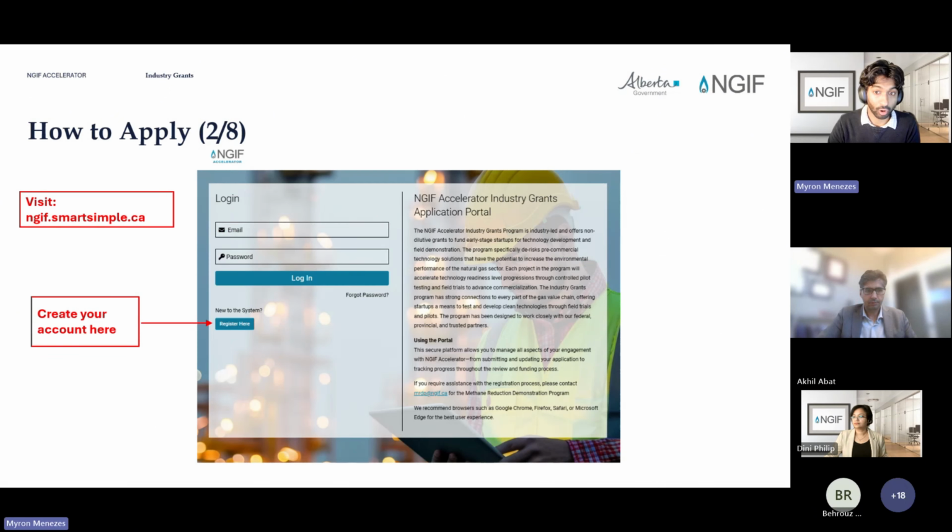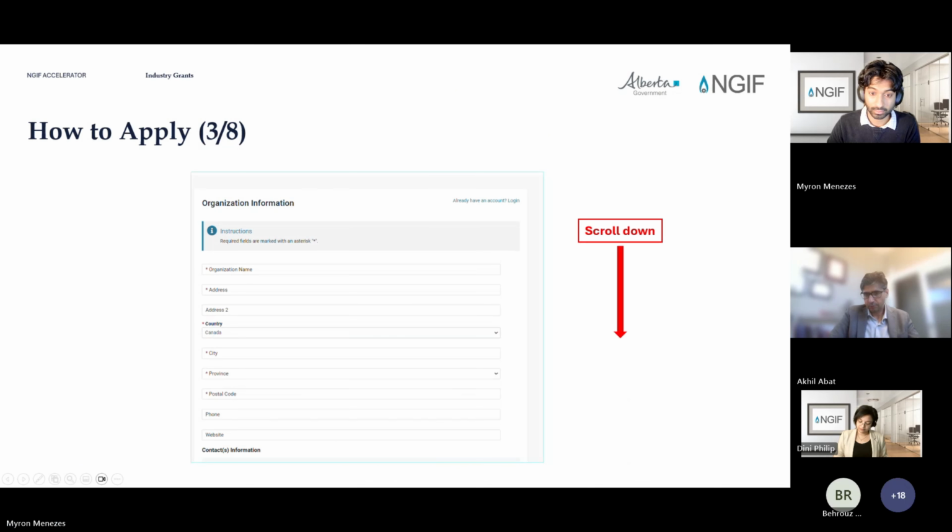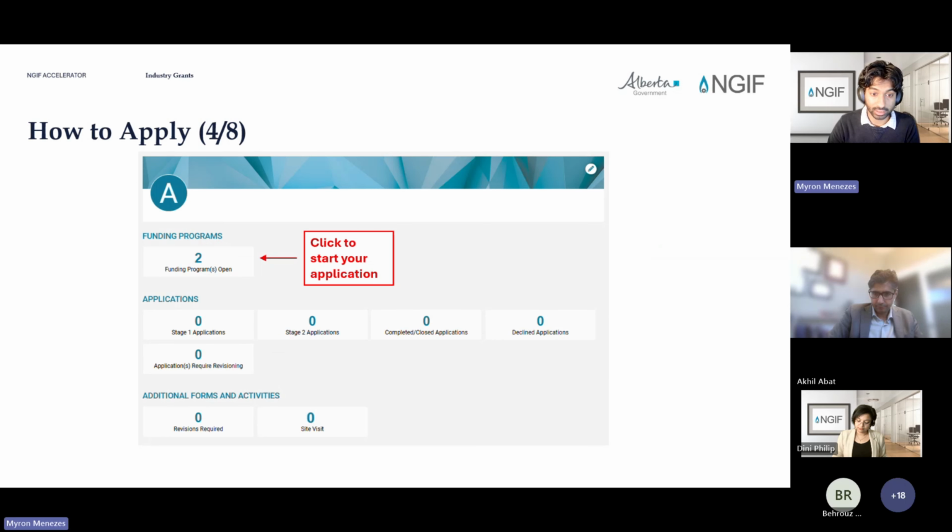Once you're rerouted to the online application portal, if you have applied to a grant with us in the past, you can use the credentials given to you then. If you're new to us, click register here to create an account. If you're new with us and you have to create an account, you'll be asked to submit some pretty basic high-level information on your organization and yourself. Once that's done, you're greeted with this landing page.